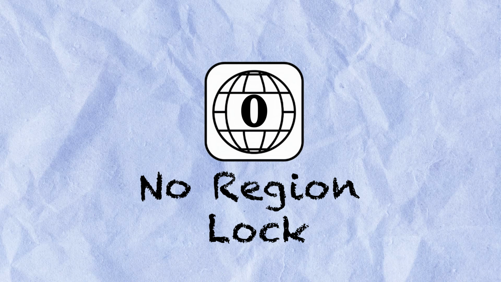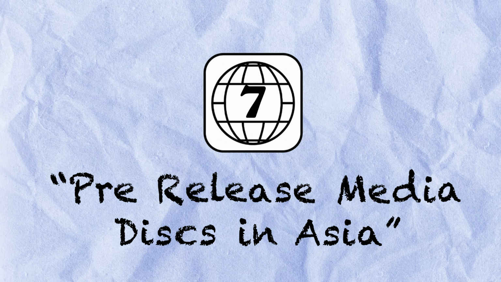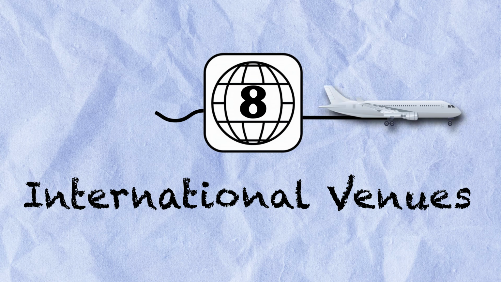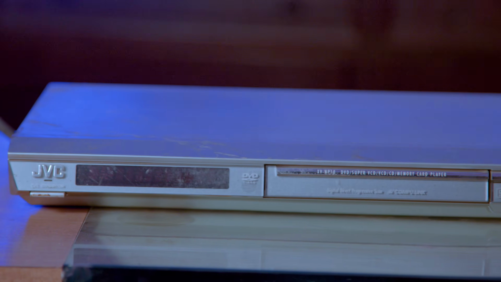0 meant no region lock. 1 through 6 for these respective countries. 7 for pre-release media discs in Asia. And 8 for international venues like aircrafts. And again, the DVD region lock had to match your DVD player. But there wasn't actually any hardware level incompatibility. Your player had the capability to play any disc.